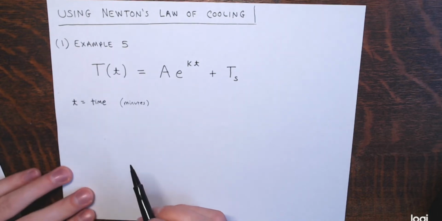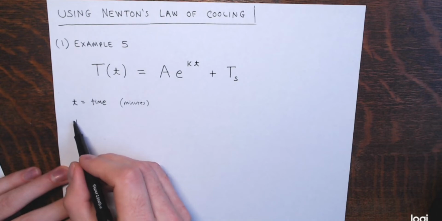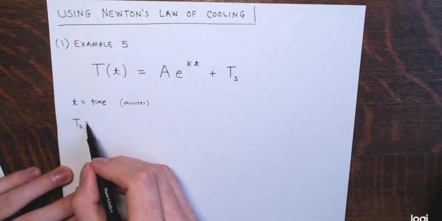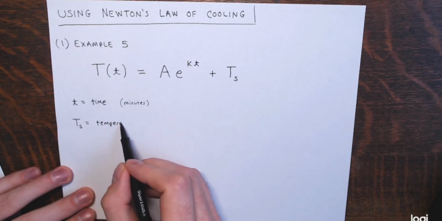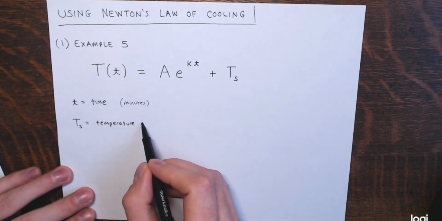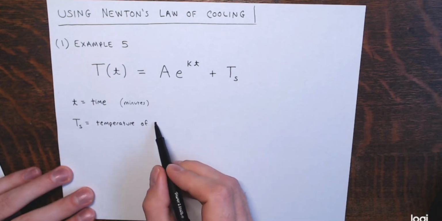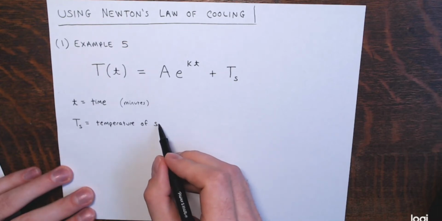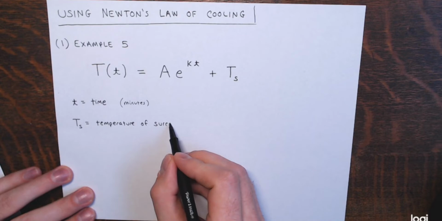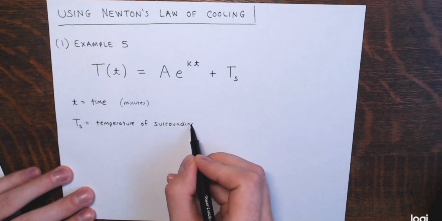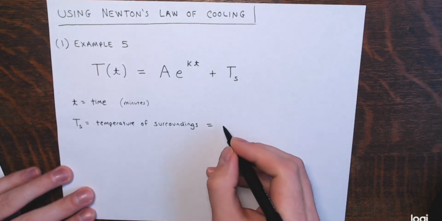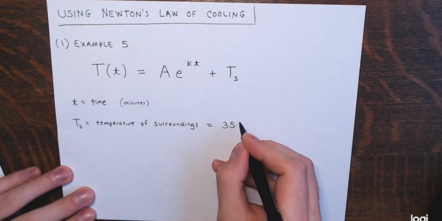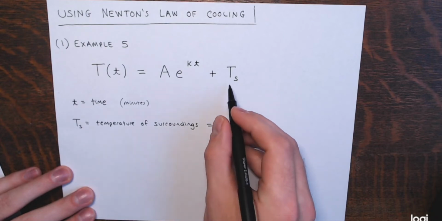T sub s is the temperature of the surroundings, or what they call the ambient temperature, but I'm not using that word too much. So in this particular problem, the surroundings is the refrigerator, which was at 35 degrees Fahrenheit. So I'm going to use 35 for the T sub s.